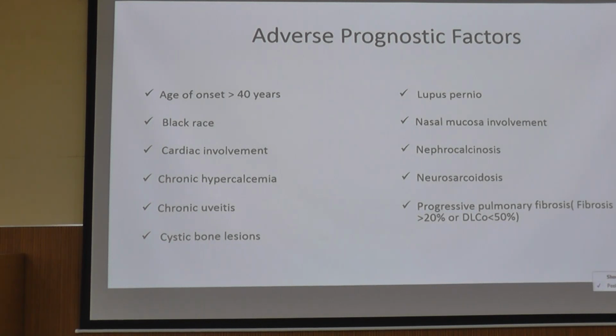Or you are going to do a DLCO. Okay, so in the pulmonary function test, you are going to see the diffusion of carbon monoxide. If it is less than 50%, then again the high risk of respiratory failure is going to be there. Again, hypercalcemia and renal failure may be there if there are continuously high levels of calcium. These are the two most important things which you are going to think of in terms of adverse prognosis.